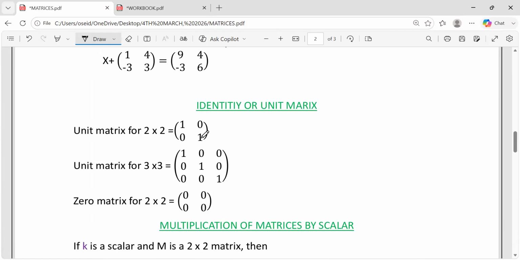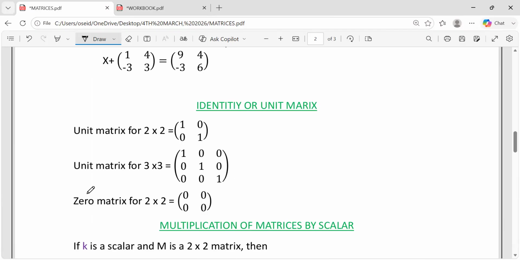Alright. So the next thing we'll be treating is identity or unit matrix. So with the identity or unit matrix, we have unit matrix for 2 by 2. For 2 by 2, the unit matrix is represented as 1 0 0 1. And the unit matrix for 3 by 3, we have 1 0 0, 0 1 0, and 0 0 1.